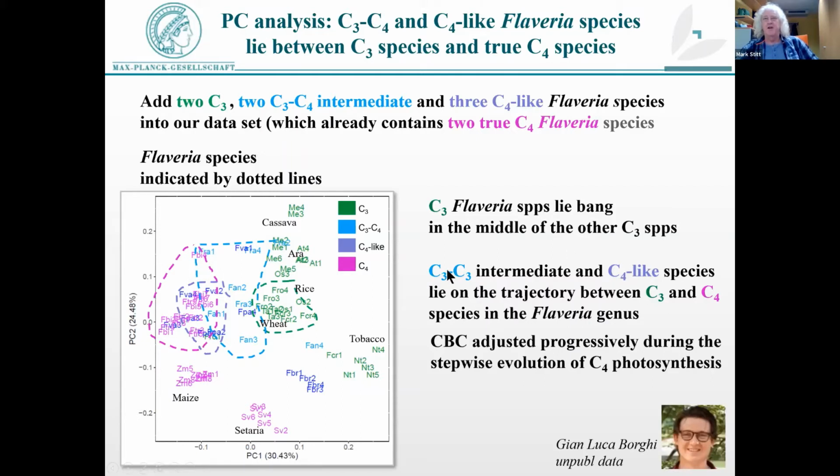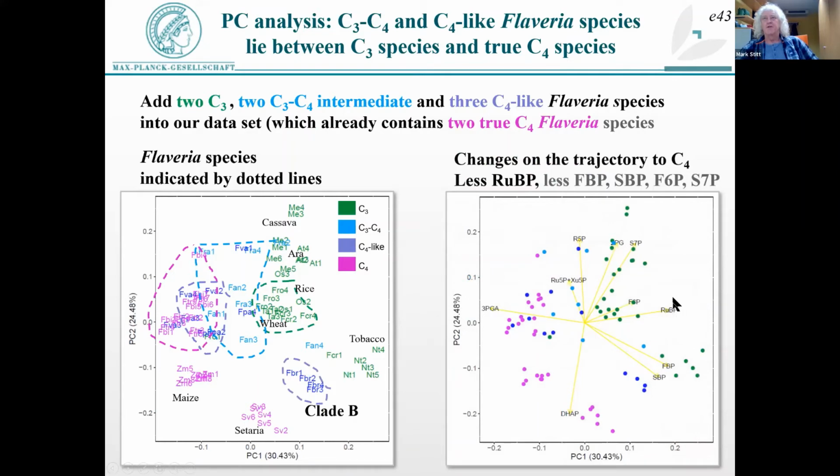What was really fascinating is the C3-C4 intermediate and the C4-like species lie on the trajectory between the Flaveria C3 species and the Flaveria C4 species. The implication is that the Calvin Benson cycle adjusted progressively during the stepwise evolution of C4 photosynthesis. And this adjustment was already starting in the C3-C4 intermediates and continued through the C4-like to the C4s. What's driving it?